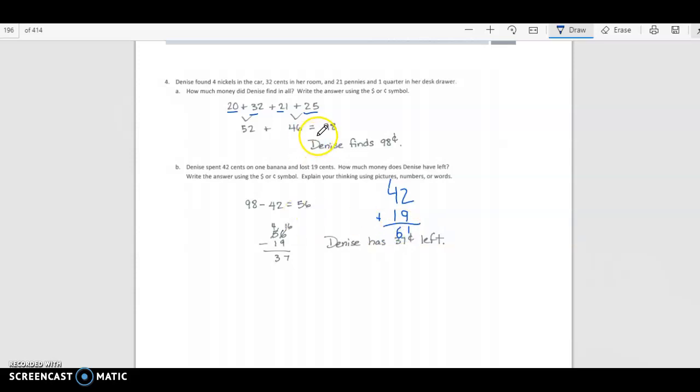Okay, and then she had 98 cents. Take away 61 cents. 8 take away 1 is 7. 9 take away 6 is 3. Denise has 37 cents left.